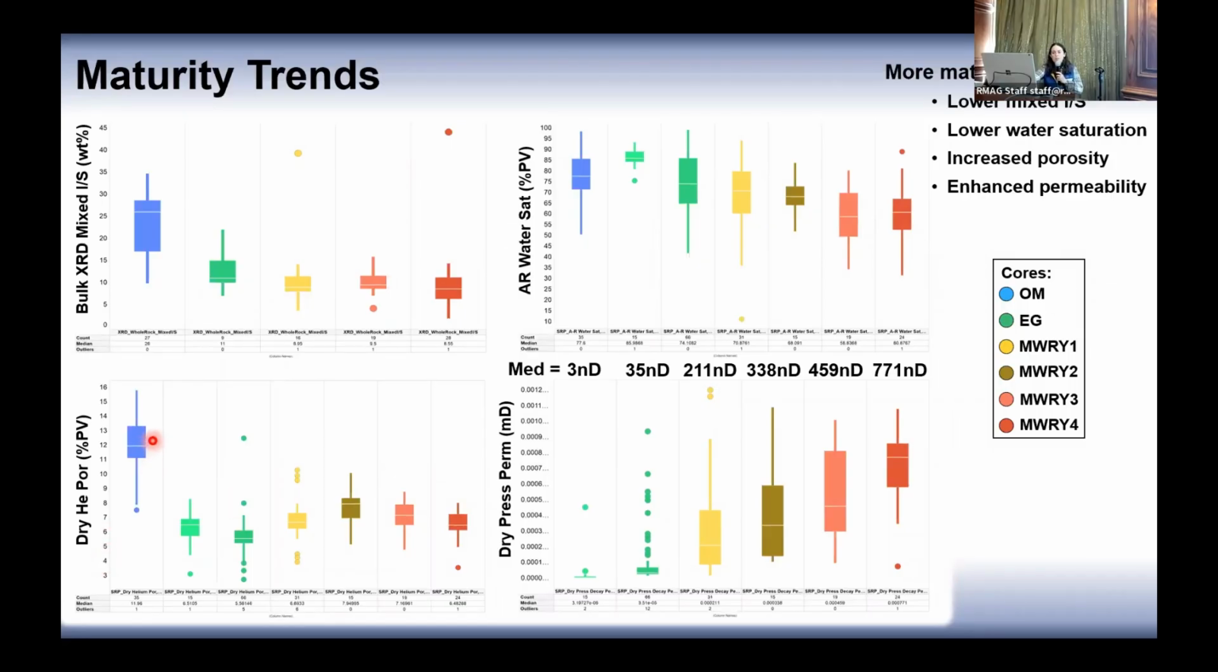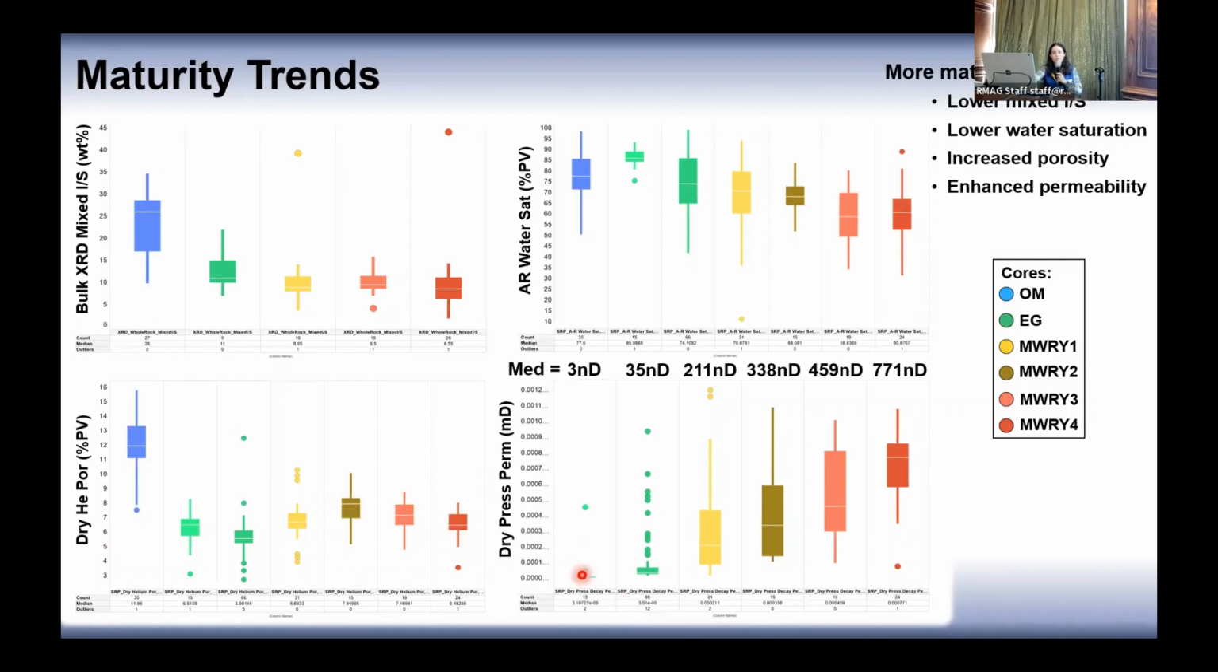Porosity is a somewhat confusing trend. You decrease, you come up a little, and then your porosity actually decreases somewhat as you get into these more mature samples. That could be because of blocking some of the pores through maturation. But permeability, I would argue, is the most important trend that comes out of this data set.